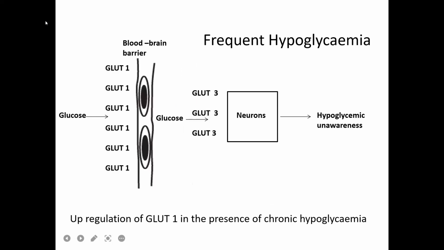When frequent hypoglycemia occurs, hypoglycemia unawareness occurs. That's also again because of the upregulation of GLUT1. Thank you. If there are any questions, you can ask.